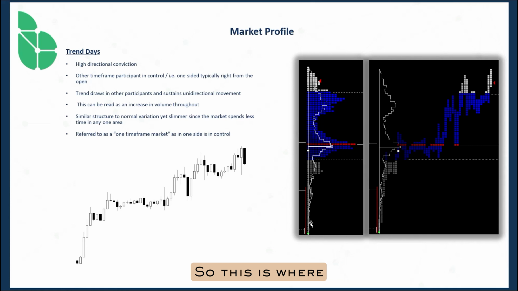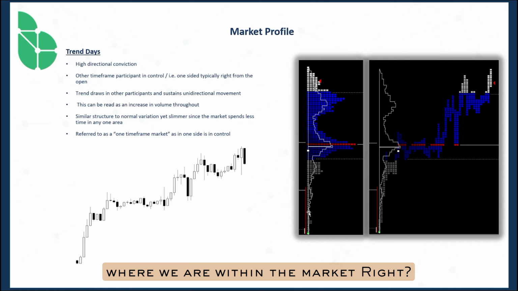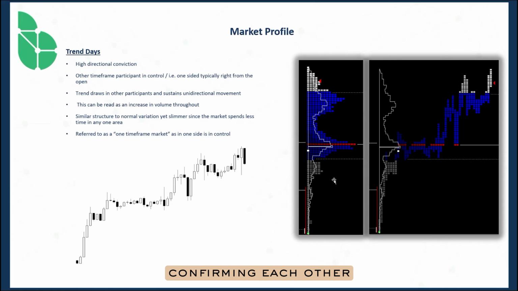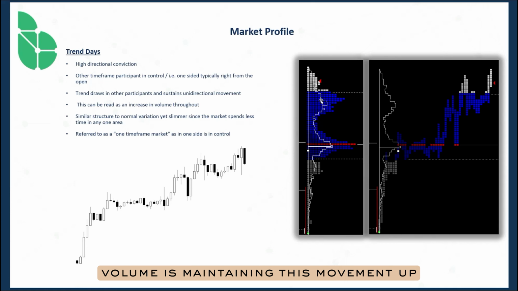So this is where volume is going to be really important, right? Because with market profile, we want to see that volume is confirming where we are within the market. So we want to see that the volume profile and the TPO chart are confirming each other. So as a trend progresses, if we're looking at the volume histogram at the bottom, we want to see an increase in volume to the upside. We want to see that volume is maintaining this movement up.